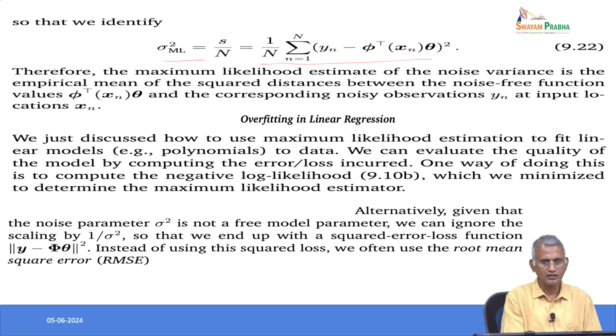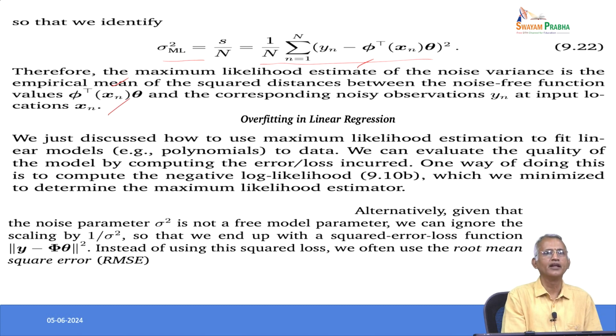Therefore, the maximum likelihood estimate of the noise variance is the empirical mean of the square distance between the noise free function value phi transpose of xn theta and the corresponding noisy observation yn at input location xn.